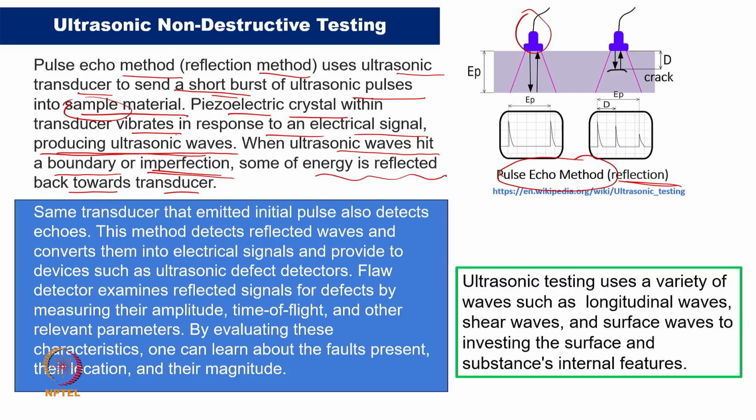Whatever partial portion comes back will be collected by the sensor. Now what is the advantage compared to transmission? We are using only one sensor, and if there is no flaw, this sensor does not get anything back. So we do not have unnecessary details available; we have only the necessary detail which is really required, only those meaningful things will come.